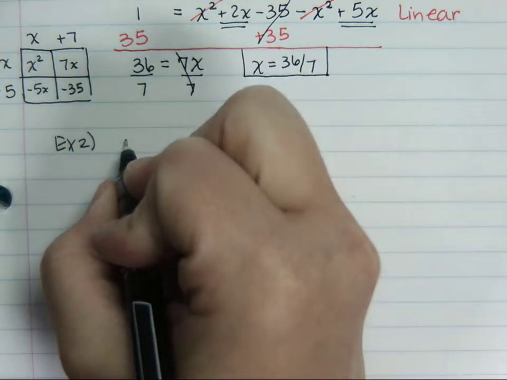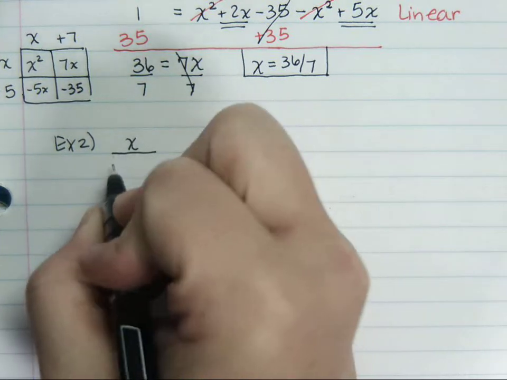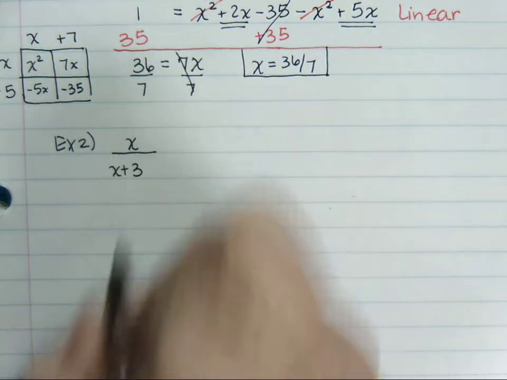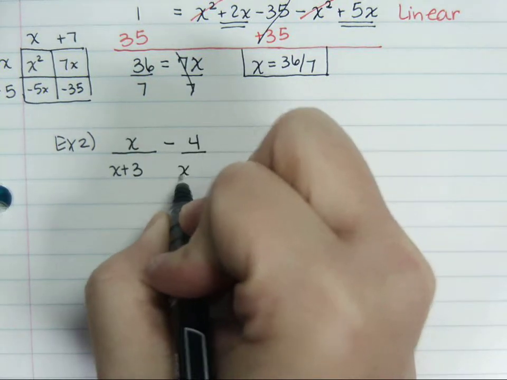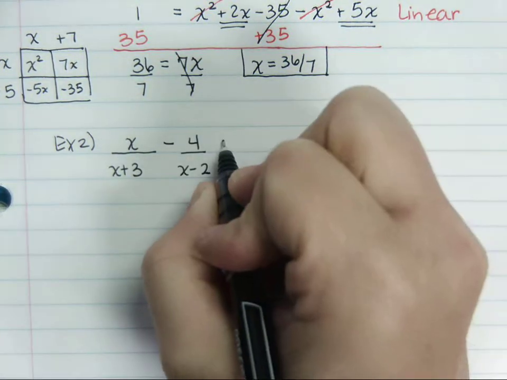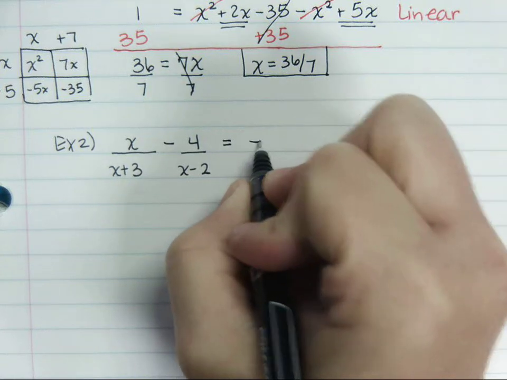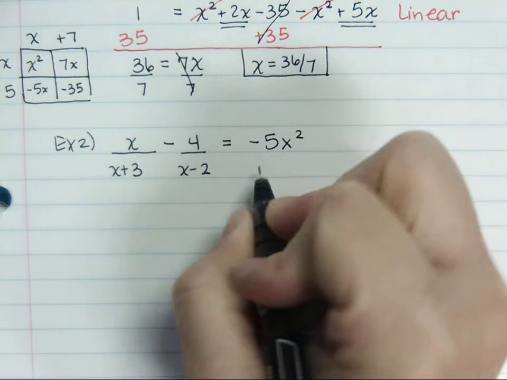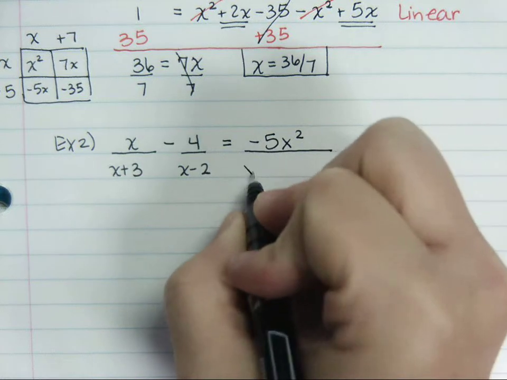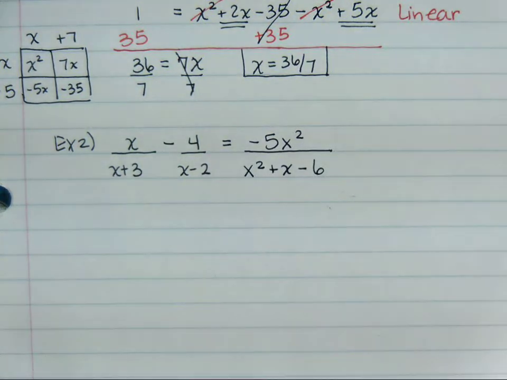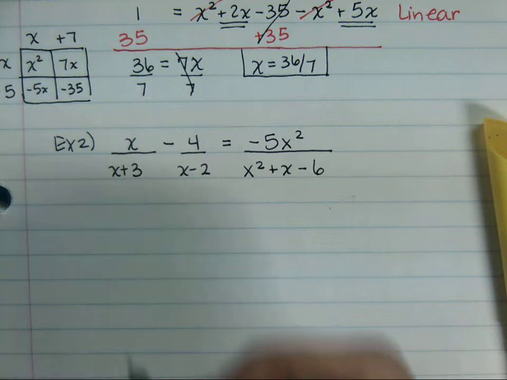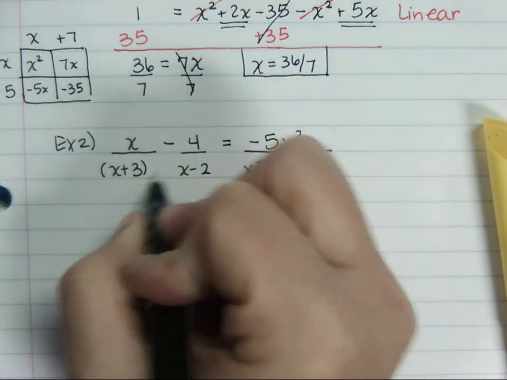This time we're going to look at the fraction x over x plus 3 minus 4 over x minus 2, and that's going to be equal to negative 5x squared over x squared plus x minus 6. So again, it's always a good idea to look at all of your denominators and make sure that they are all factored. This is a binomial factor, and so is this.